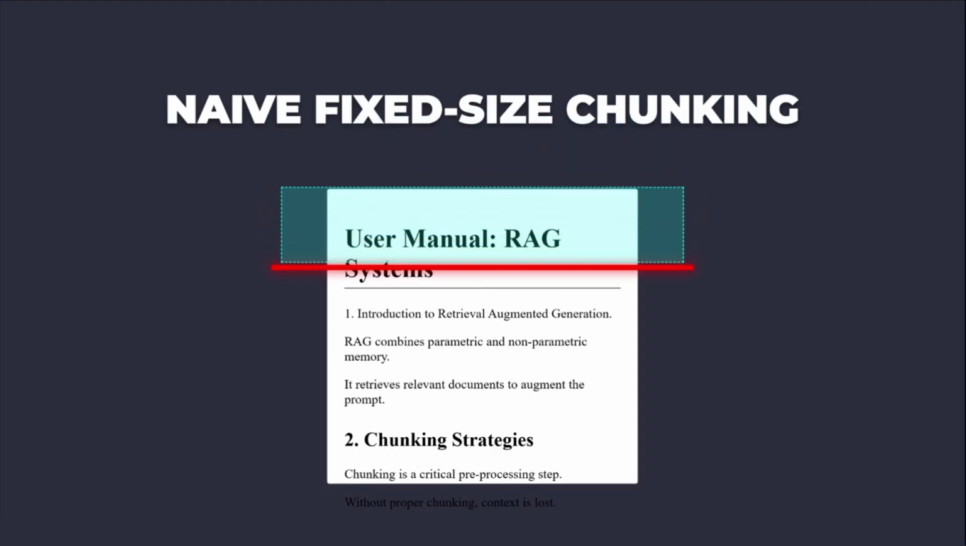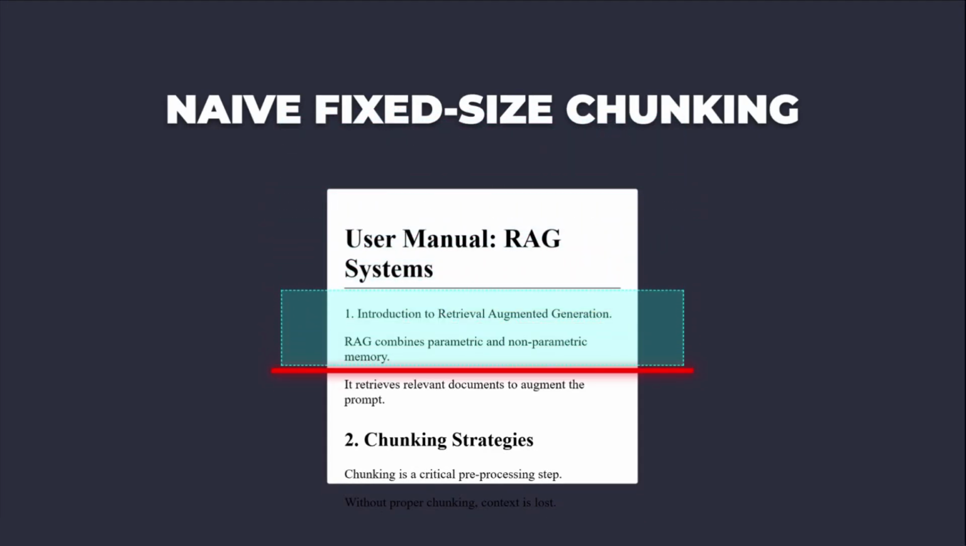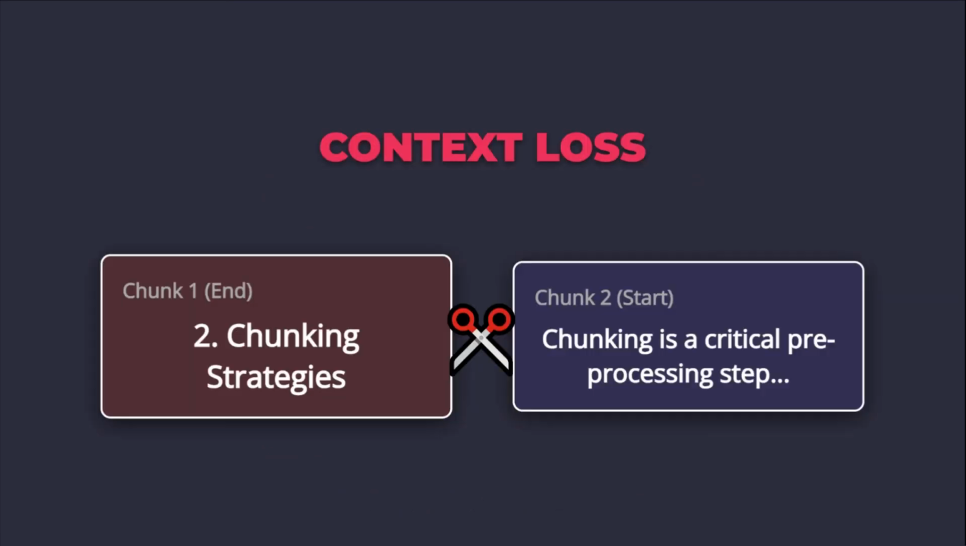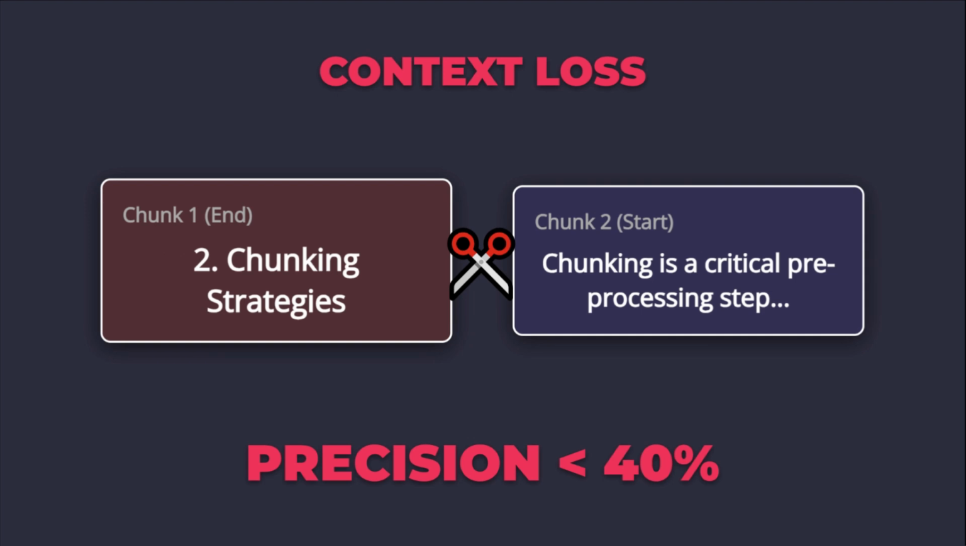Naive fixed-size chunking guarantees context loss in structured PDF documents. When a 1024 token window splits a paragraph from its preceding section header, retrieval precision drops below 40%. The immediate solution involves defining a hierarchy of separators.